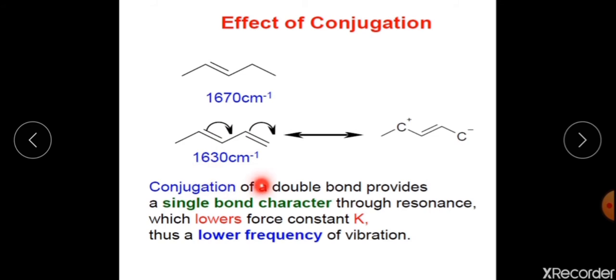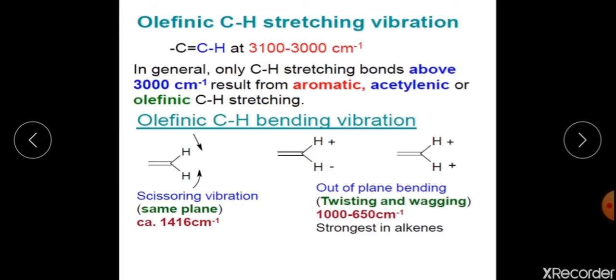In the case of conjugation, what will happen? It will absorb at a lower wave number. What is the reason behind that? It lowers the force constant. How does it lower the force constant? It can lower the force constant because of resonance. The bond that is present will acquire a partly single bond character, and single bond character lowers the force constant value, and because of that the frequency will be lower in comparison to the higher wave number. So this is for the alkene carbon-carbon multiple bond.